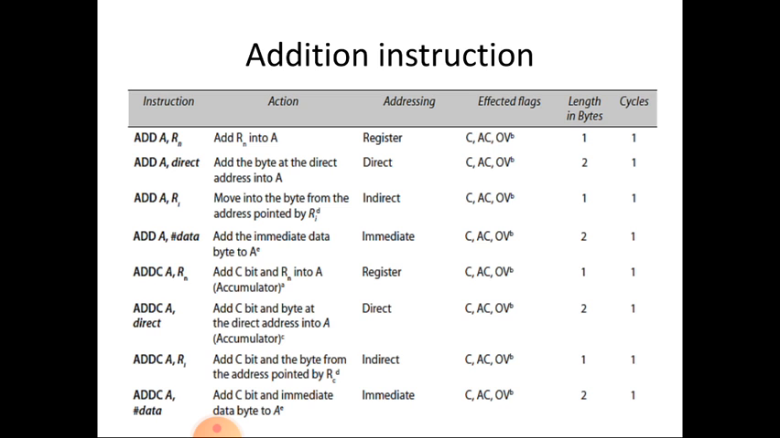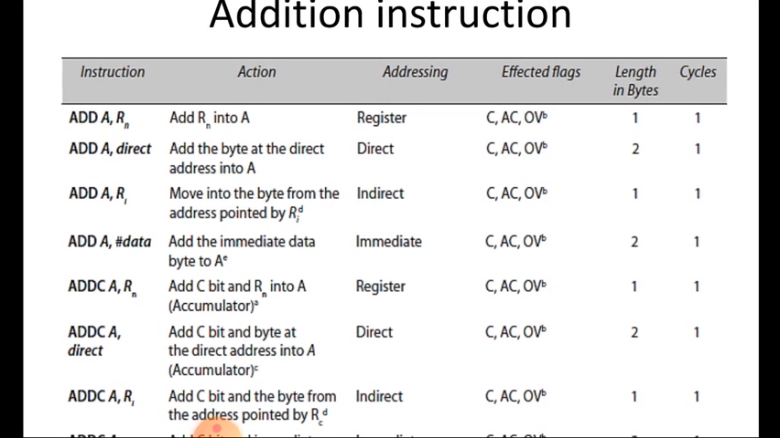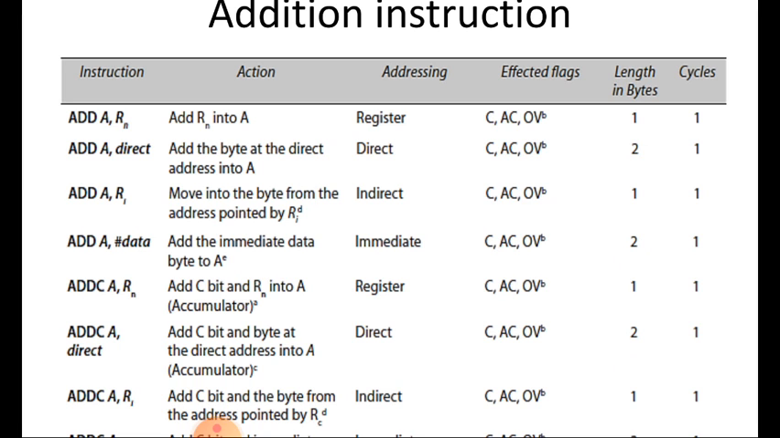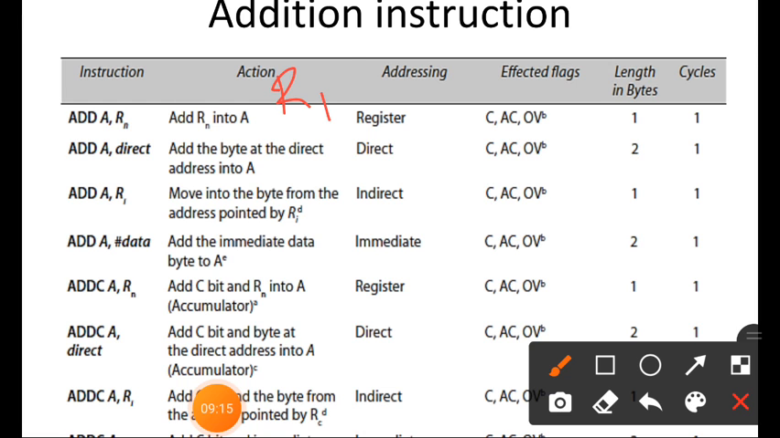Then the add instruction. ADD A comma Rn. Rn is a register, it ranges from R0 to R7. So add the content in the register with the accumulator and the result will be stored in the accumulator.